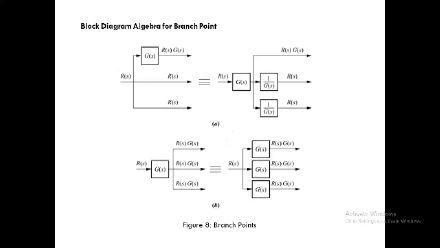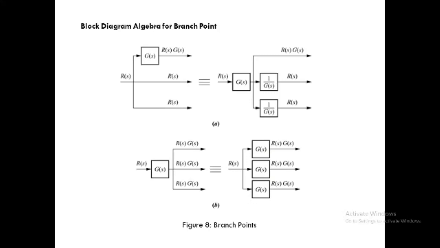Now moving towards the block diagram algebra for the branch point. Here R of S will be given to G of S in the first row. So what is the output? It is R of S into G of S, and similarly R of S and R of S will again be equal.